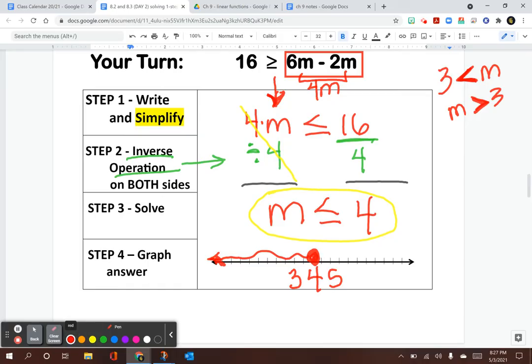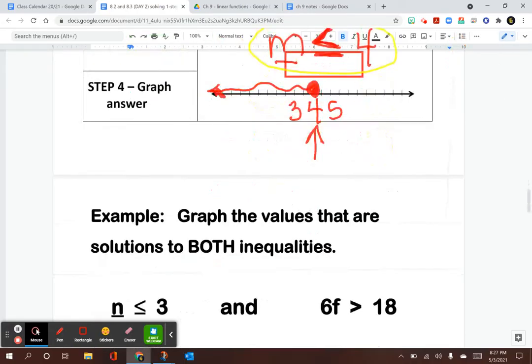So the graph would have started on the digit 4, then a closed circle because it includes 4 based on the symbol, and heads left where the numbers are smaller than 4. So any number less than or equal to 4 will make this problem true. How'd you do on that?